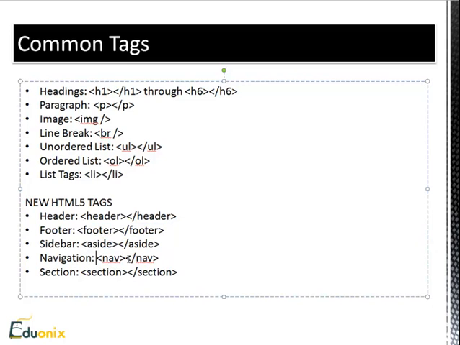The sidebar, the aside tag, is basically used for sub-content in a sidebar. Navigation, usually you'd have an unordered list in this area, which would be your navigation menu for your site. And I don't like to use these tags more than once, even if I have more than one menu. Section, basically just a section of text, maybe a news article or a blog post, something like that.